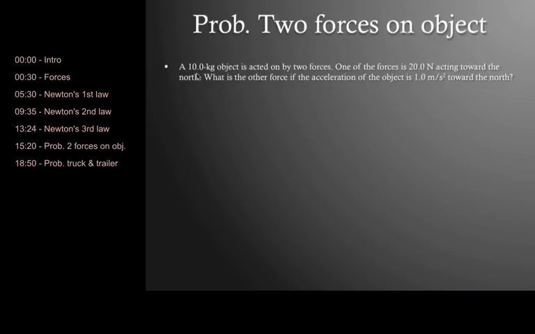So here we have a 10 kilogram object that's going to be acted on by two forces. We don't know what these forces are. So let's go ahead and draw this out. And we have two forces on it. One of the forces is acting on it towards the north. Well, we could draw that this way. And this is a 20 newton force.